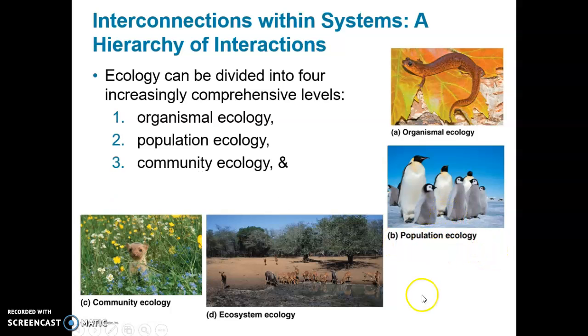Population ecology. Above that and more encompassing is community ecology. So the community is all of the living organisms, different species, in a particular region, particular place. So the interactions between them. And then above that, most comprehensive or encompassing, is the ecosystem ecology level. So this is all of the different species, all of those populations, and the abiotic factors that determine where they live, how abundant they are, how they live, and maybe even how they may die. So ecosystem ecology is looking at an entire system, the biotic and abiotic components, and how they interact with each other.